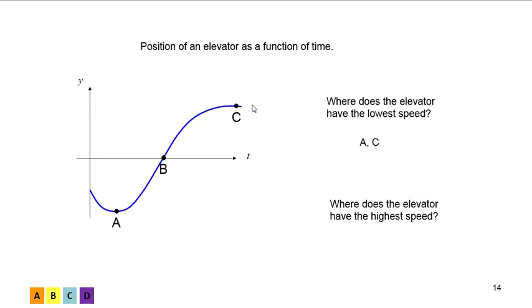Where does it have the highest speed? Well, that's kind of the only other choice we have. But if you look right here, the line tangent to the curve would be like this, and that's the biggest slope we ever get. Somewhere over here, the line tangent would be like this. That's a smaller slope than it is right here. So B is where it's going the fastest.